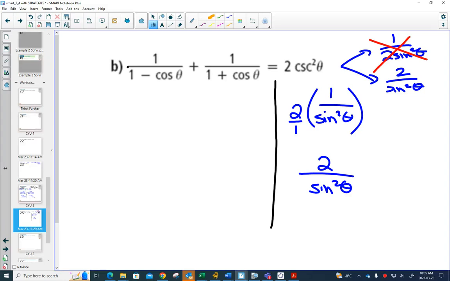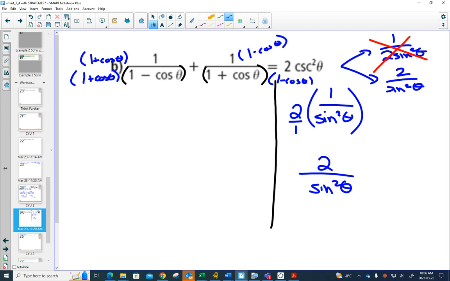And if we look at the denominators, if I put brackets around them, they are not the same. So how do I add fractions? I need a common denominator. The first one, you're going to have to multiply by 1 plus cos theta. And if you multiply the bottom by 1 plus cos theta, you have to multiply the top by 1 plus cos theta. And the second one needs to be multiplied by 1 minus cos theta. So if you multiply the bottom by 1 minus cos theta, you need to multiply the top by 1 minus cos theta.